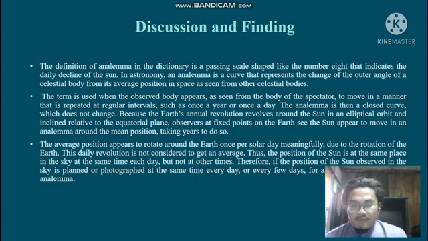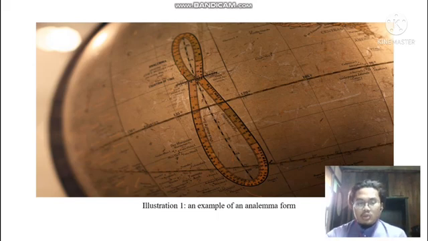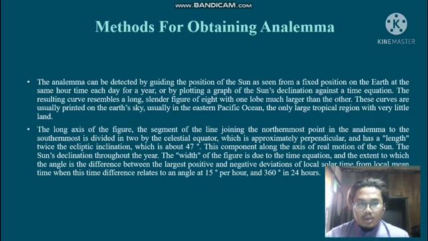Therefore, if the position of the Sun observed in the sky is plotted or photographed at the same time every day or every few days for a year, the eye detects an analemma. So the slide shows illustration 1, which is an example of an analemma form. So now we go to the method for obtaining the analemma.